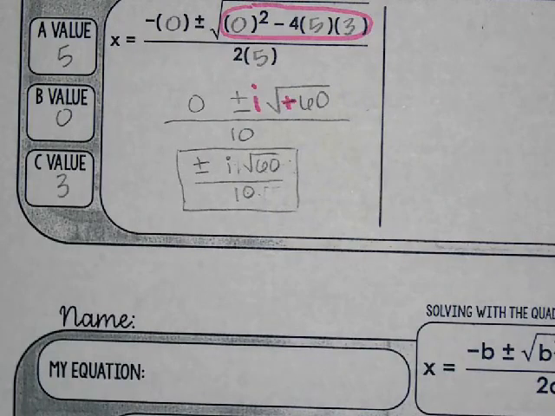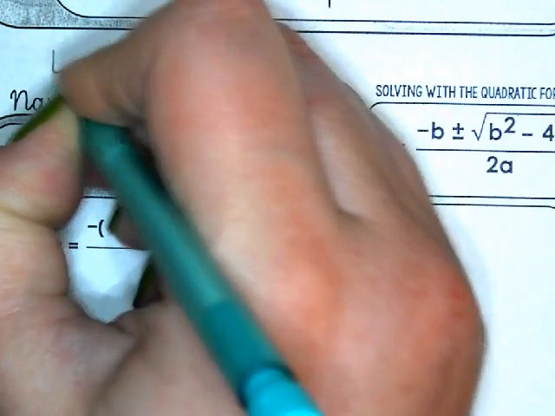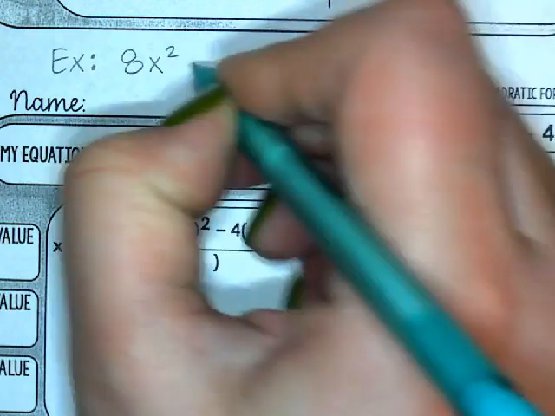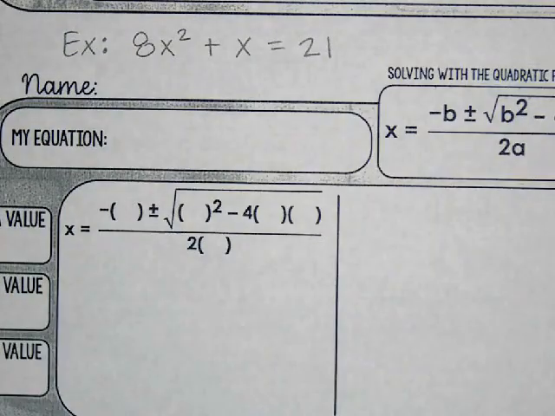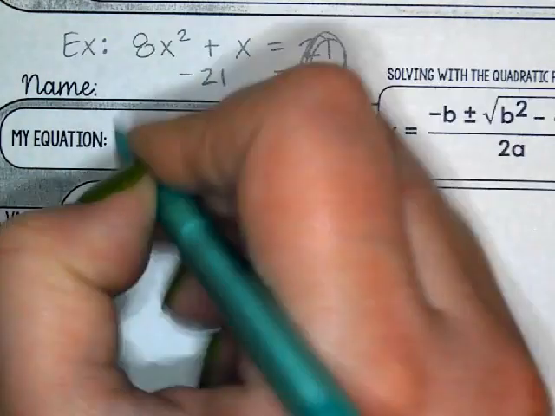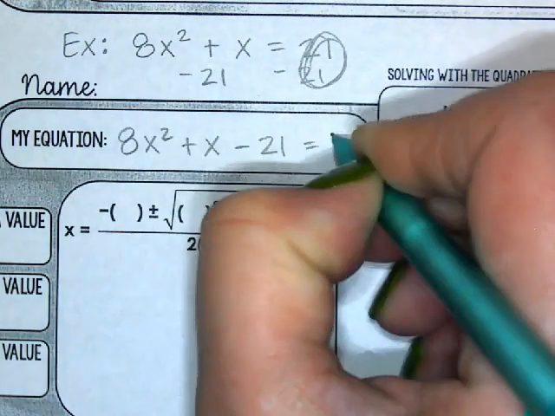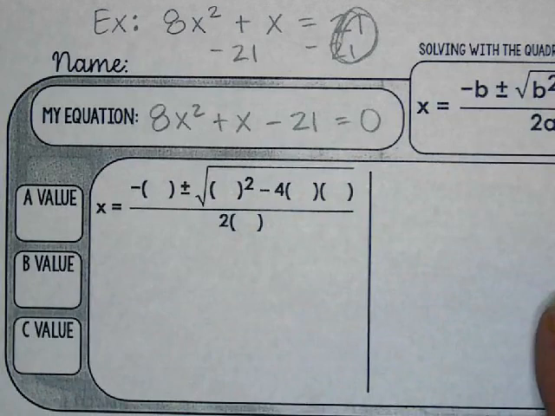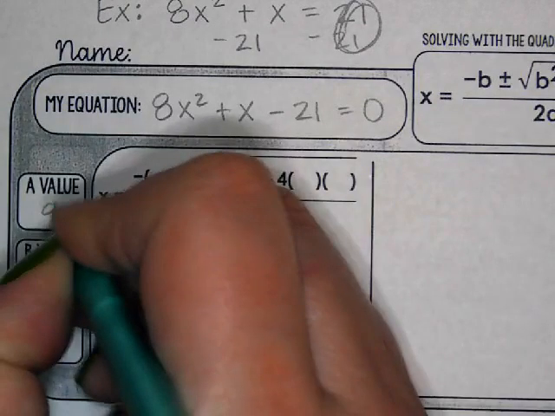Okay? All right, let's do one last problem, and then I will let you guys finish up the Snoop Dogg assignment. So this is going to be 8x squared plus x equals 21. And what should we do? Minus the 21 over. So we have 8x squared plus x minus 21 equals 0. So what is your a value? 8. And your b value? And your c value? Okay.